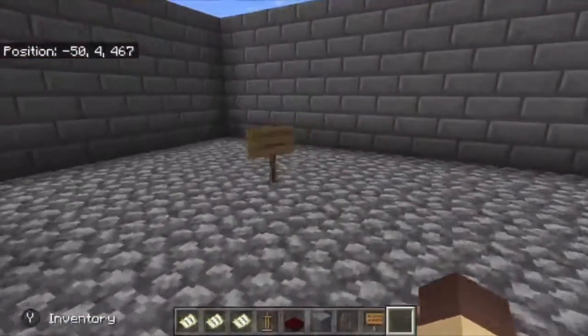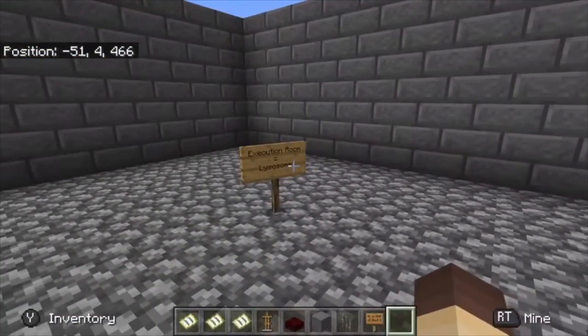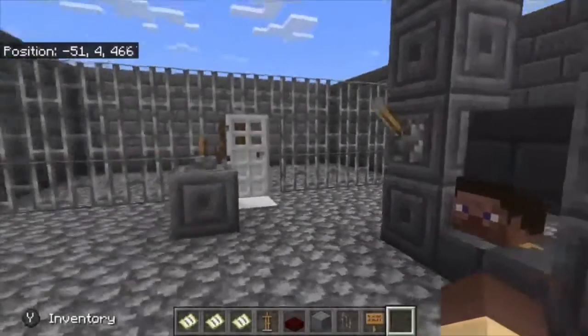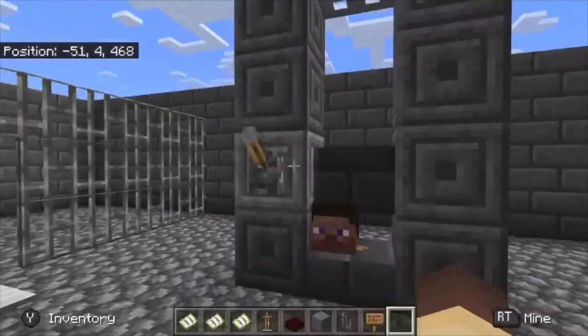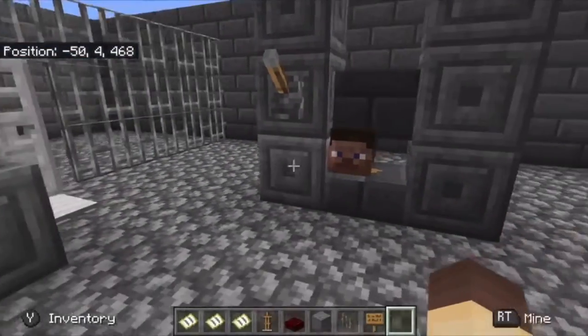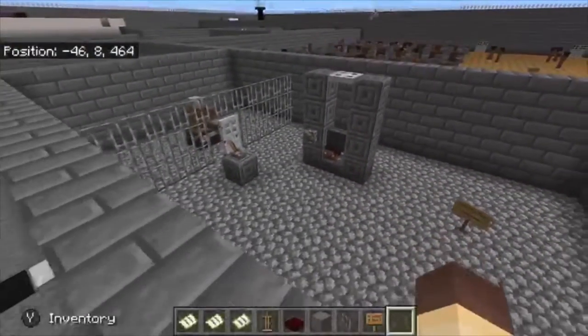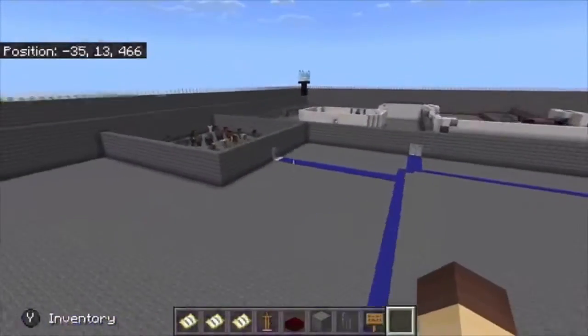Oh, here is the lysosome, or the execution room, where in a cell it gets rid of unneeded things or unneeded prisoners. And yeah, I made this with the guy getting beheaded. We have a chair behind those gates.